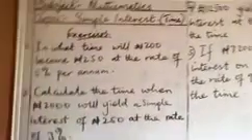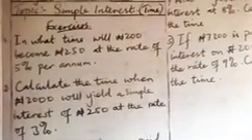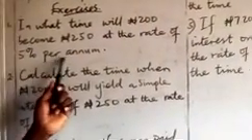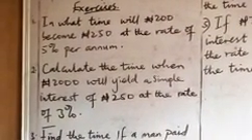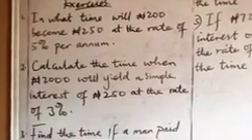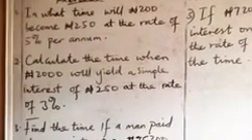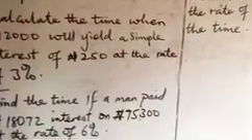Number 1 says, in what time will 200 naira become 250 naira at the rate of 5% per annum? Be very careful in this question, okay? The interest is not given to you. You have to look for the interest. And how do you look for the interest? The interest can only be gotten when you subtract the capital from the amount, okay? Your principal from the amount.